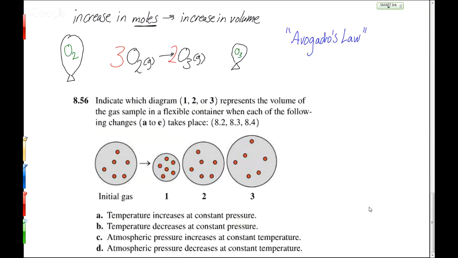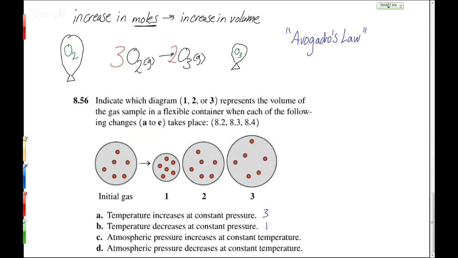3? Why 3? Yeah, because we know that when temperature increases, pressure also increases, and volume also increases. So 3 is an example of volume increasing because 3 is bigger than the initial one. And so that means if temperature decreases, what are we going to get? 1, because it's going to get smaller.